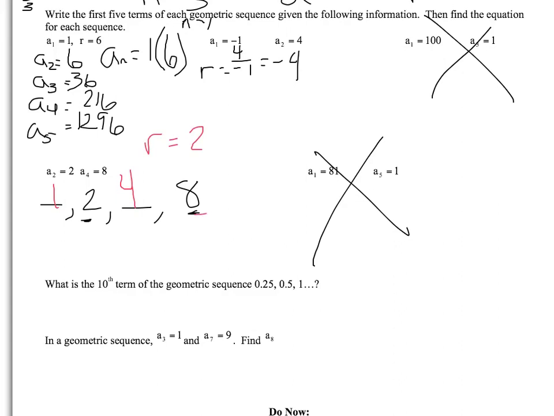Now, my first 5 terms, I actually almost have them already. 1, 2, 4, 8. And the next one, just take 8 times 2, is 16. My formula will be a_n equals a_1, which is 1, times r of 2 to the n minus 1.